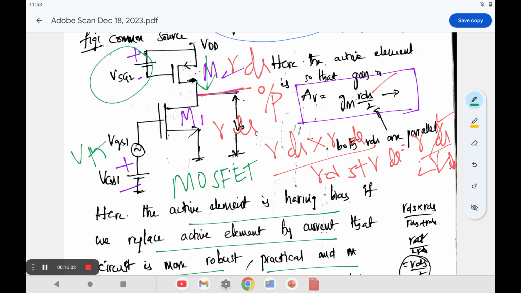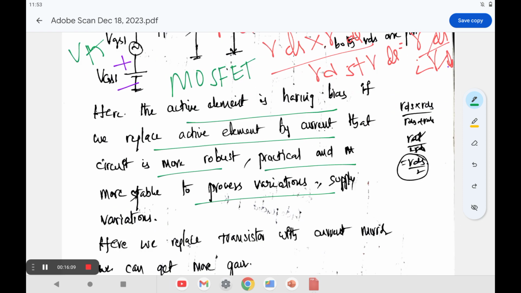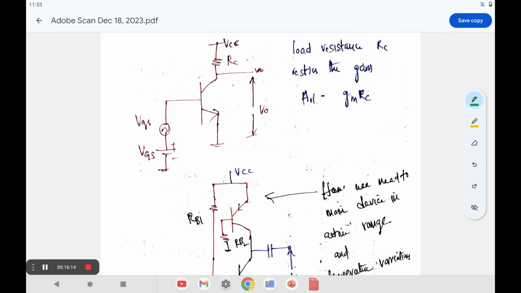First of all, we have to see what the necessity is. A little later we will be discussing the current mirror also. Okay, so that is a problem with the corresponding circuit.